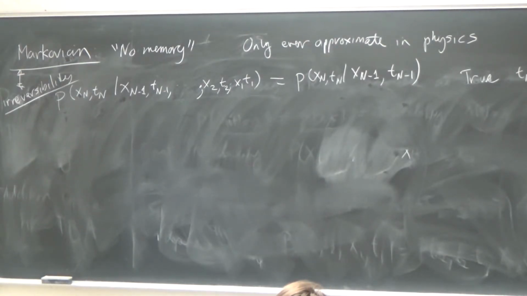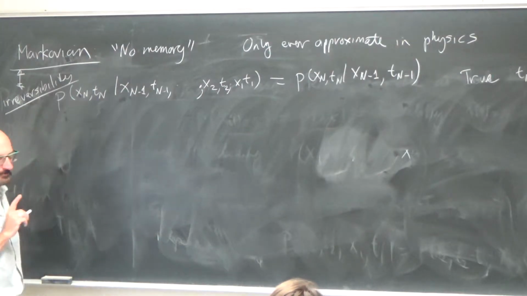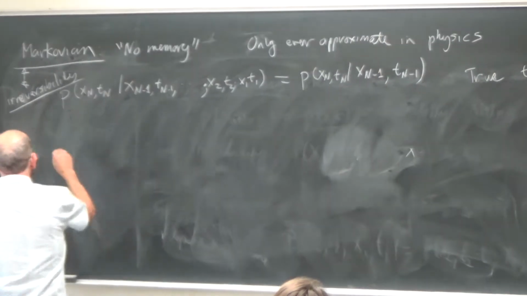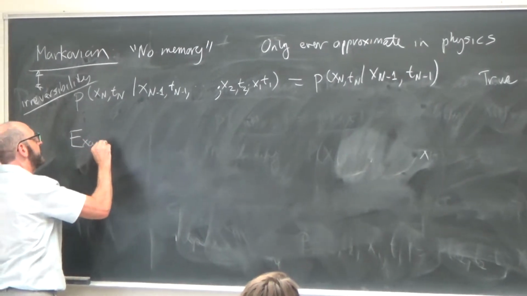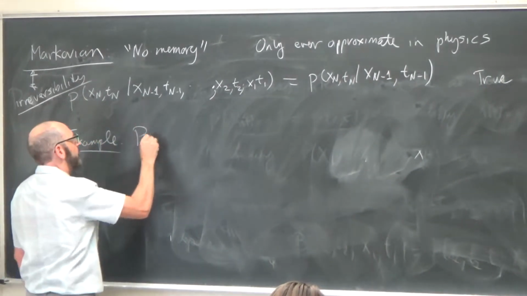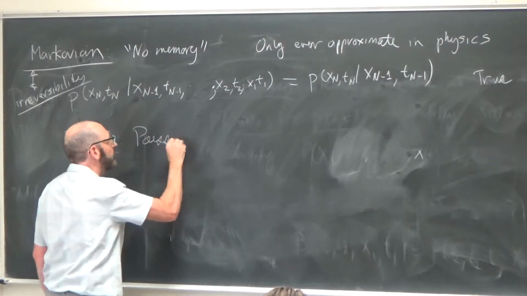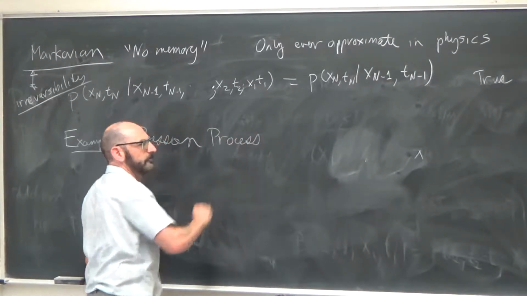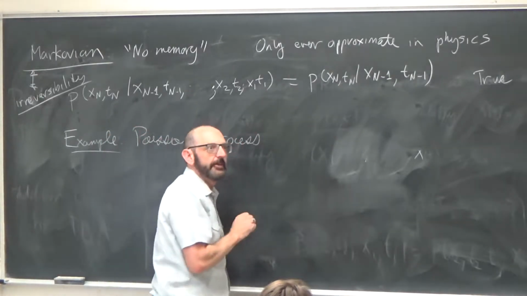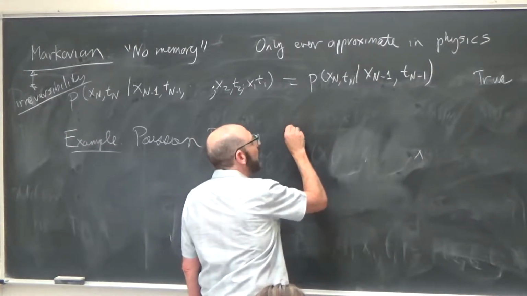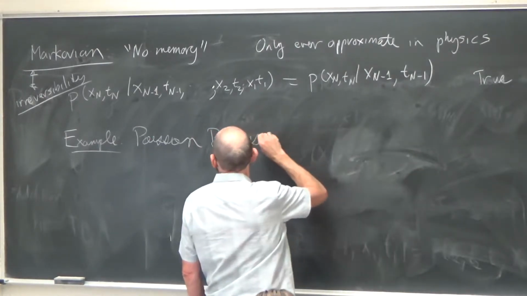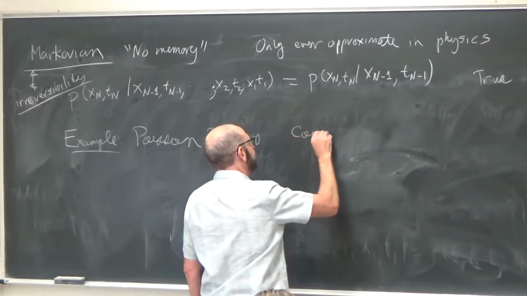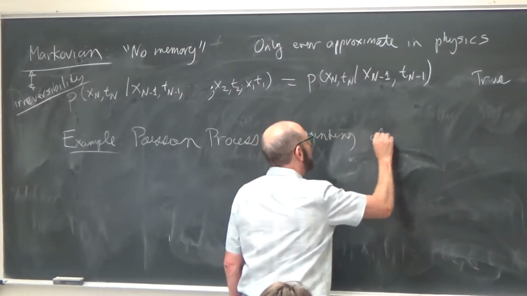We're going to revisit this quite a bit as time goes on. All right, I want to talk about an example of such a process, which is a Poisson process. We talked about a Poisson distribution, but now I want to talk about a stochastic process, a Poisson process. A Poisson process is a process having to do with counting of completely random events.